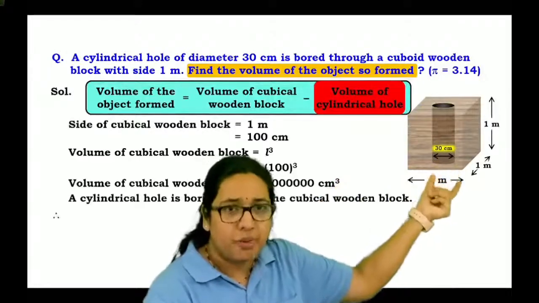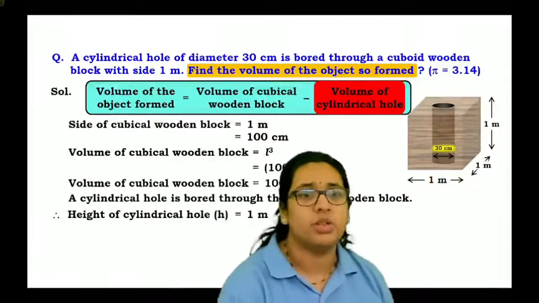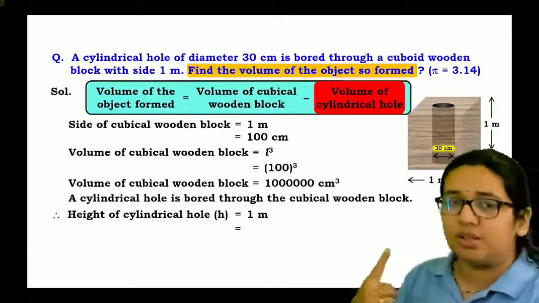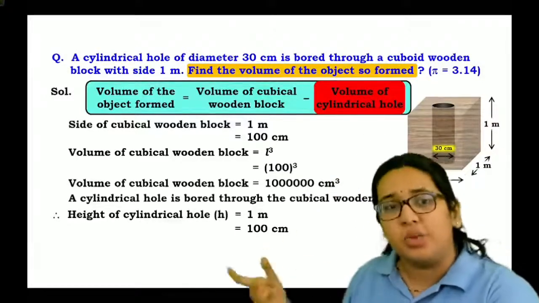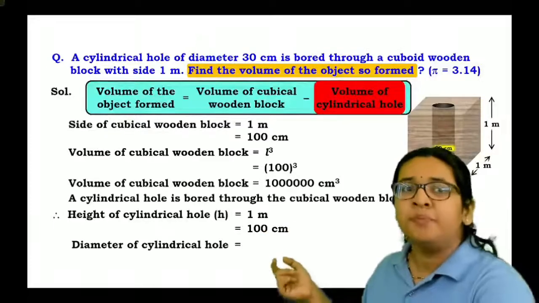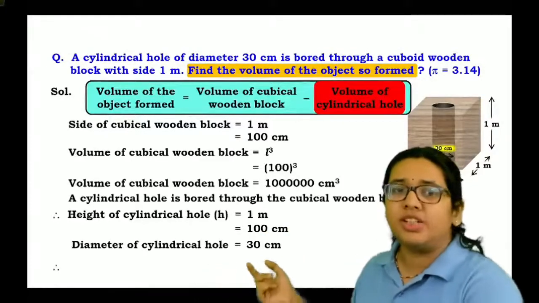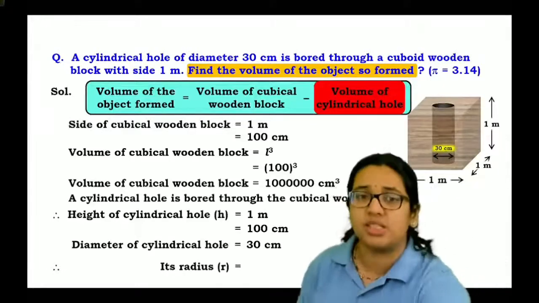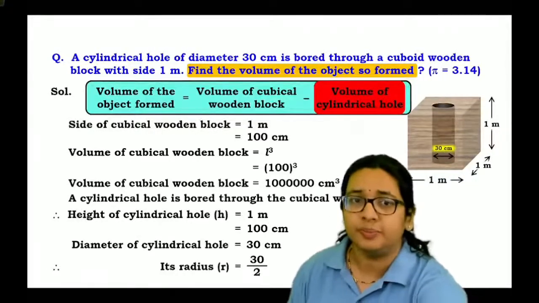The height of the cylinder is the same as the height of the cuboid, which is nothing but 1 meter, which can be written as 100 centimeter, and the diameter of the cylindrical hole is 30 centimeter, hence the radius will be half of it, which is nothing but 15.